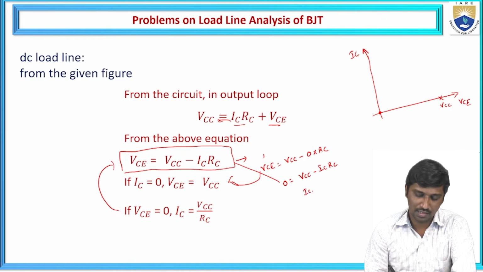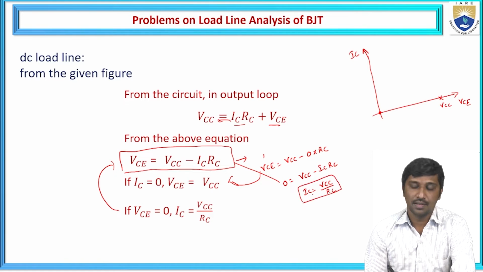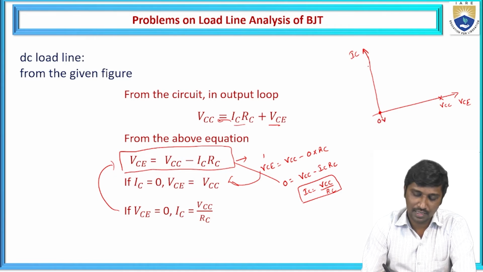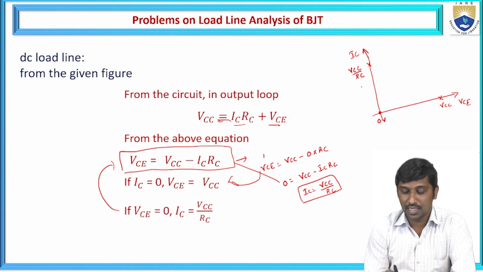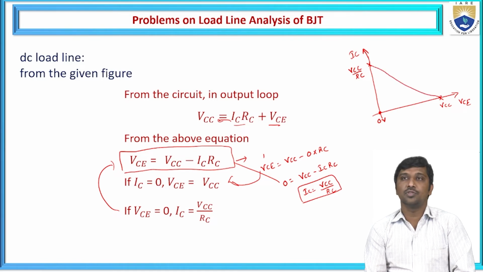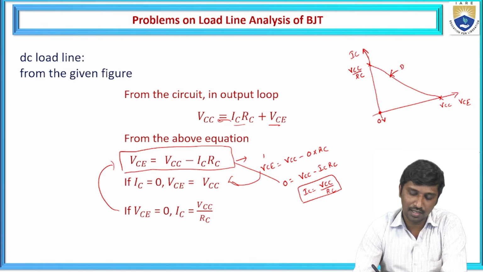So what is IC here? This IC is equal to VCC by RC. And this is the maximum, so IC maximum. Hence, if VCE is 0 volts, the collector current is represented as VCC by RC. The intersecting of these 2 points is nothing but the DC load line.